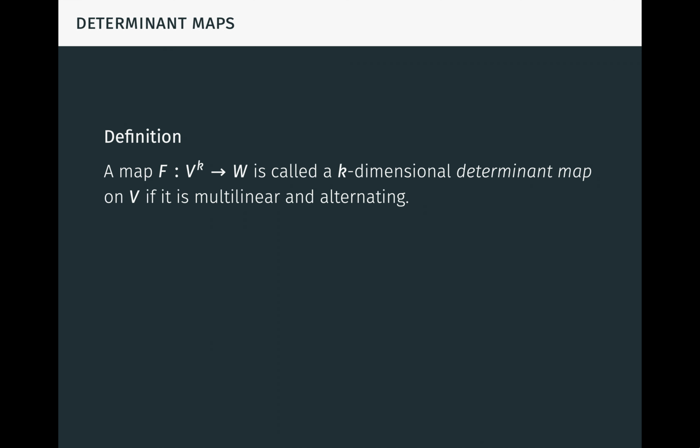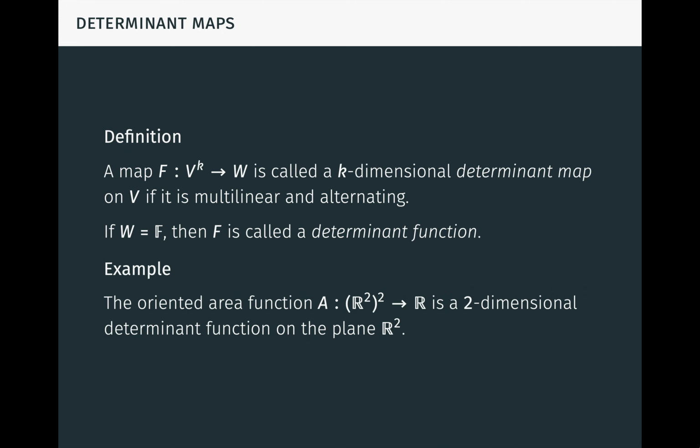We now give these important maps a name. A map F from V^k to W is called a k-dimensional determinant map on V if it is multilinear and alternating. If W is the field F, then the map F is called a determinant function. Notice this definition doesn't make any reference to the dimensions of V or W. As an example, the oriented area function A that we saw earlier is a two-dimensional determinant function on the plane.